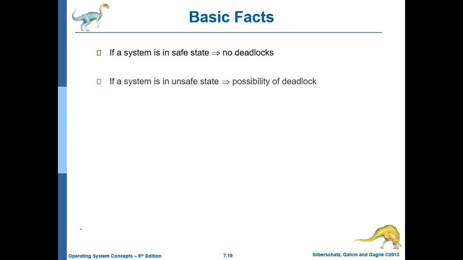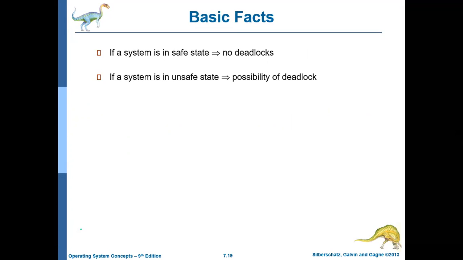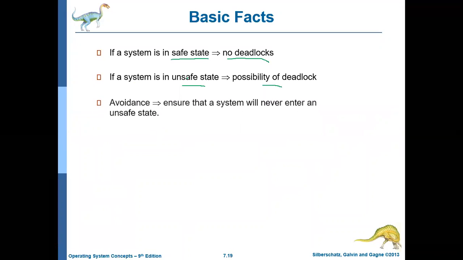So the takeaway point is, if the system is in the safe state, then you can ensure that there is no deadlock. On the contrary, if the system is in the unsafe state, then there is a possibility of deadlock. You cannot say there is always a deadlock, but there is a possibility of deadlock. So the deadlock avoidance algorithm ensures that the system will never enter into an unsafe state, because if it enters an unsafe state, then there is a possibility of deadlock.